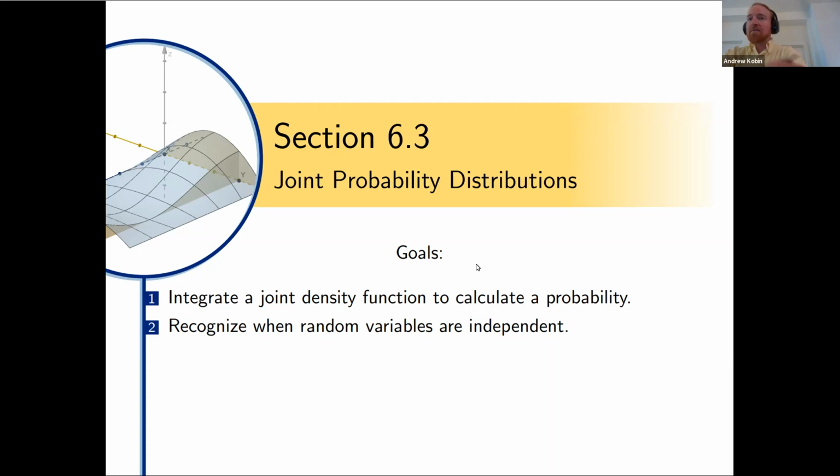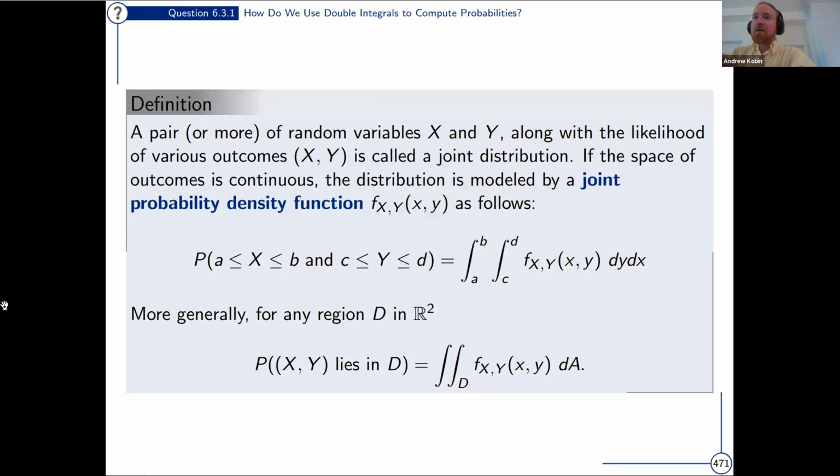So the two goals in this video are going to be to define and learn how to integrate a joint density function to calculate a probability of multiple variables at a time. This is a multivariable calc problem. That's also a probability problem. And we'll also learn to recognize when two random variables or more than two random variables are independent from each other using our joint density functions and multivariable techniques. So this is really bringing a lot of strands in the class together. To start, let's discuss the notion of a joint density function for two or more random variables.